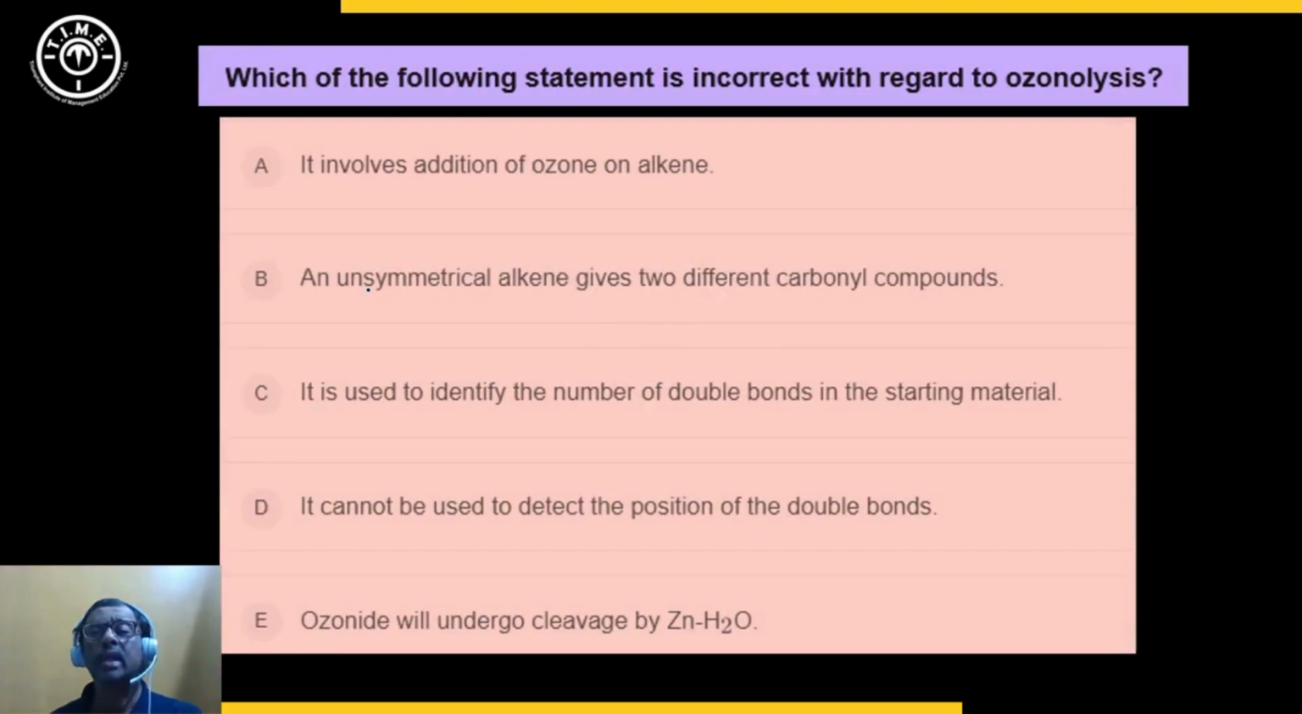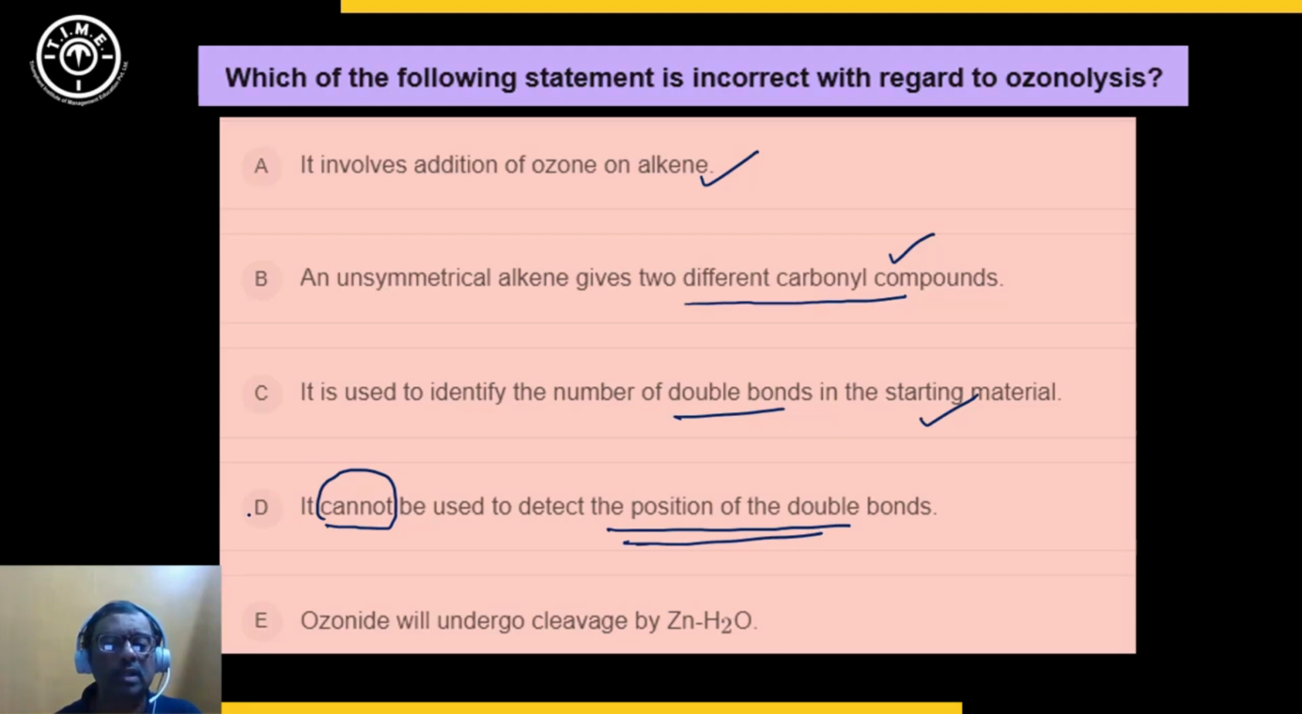Which of the following statements is incorrect with regard to ozonolysis? It involves ozone addition on alkene, correct? It also involves it on alkyne, but does it not involve addition of ozone on alkene? Yes. An unsymmetrical alkene gives two different carbonyl compounds, true. That is what you have seen. Symmetrical will give only one. It is used to identify the number of double bonds in a starting material. Yes. We have seen the location, right, of a double bond. It can be used to detect the position of the double bonds. So this is the one which is an incorrect statement.